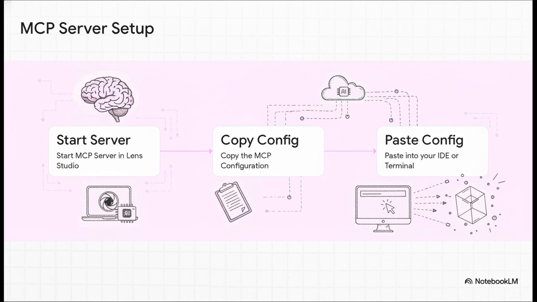First, and actually this is crucial, you have to have Lens Studio open with your project loaded. Then, you just fire up the MCP server right inside Lens Studio's AI Assistant menu. Second step, hit Copy MCP config. And third, just paste that configuration straight into your IDE or terminal. Boom, the nervous system is live and you're connected.